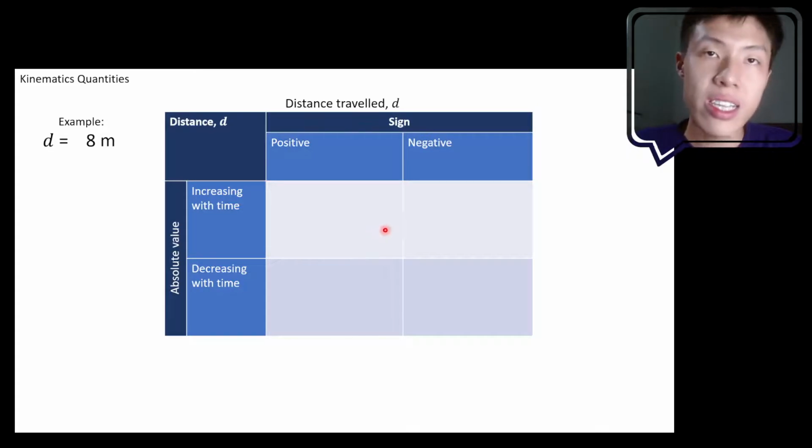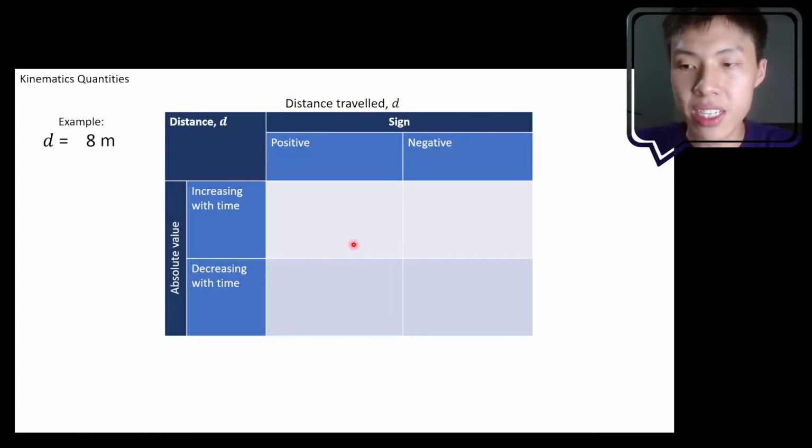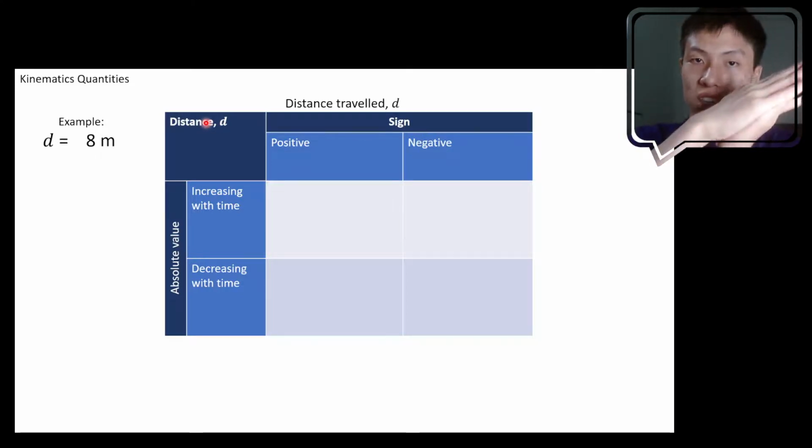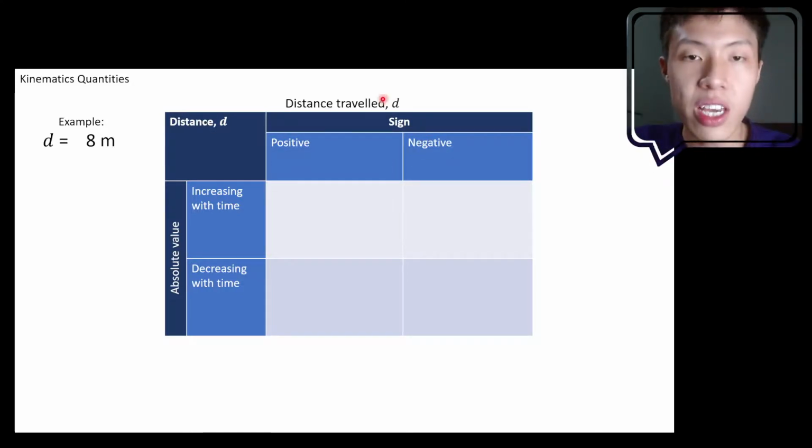So let's now try to analyze what the meanings are for the sign and the absolute values for distance. Distance traveled is again d. There's no x component of something involved over here. It's just distance because it's a scalar quantity. There's no direction, nothing to resolve. So what happens if the sign over here is positive?